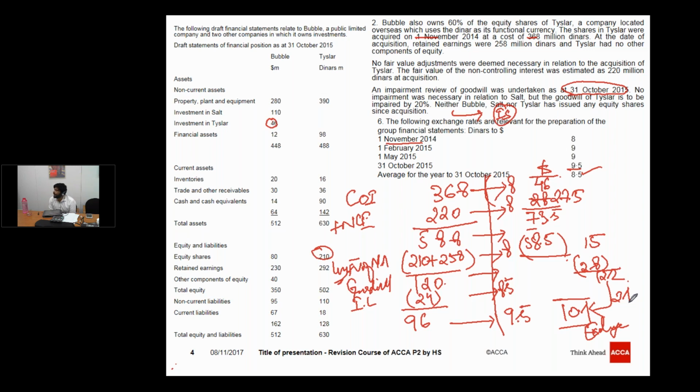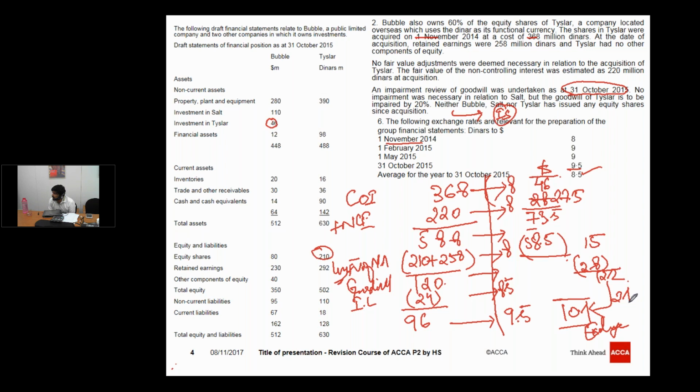Now if you have any question, what is 24? 24 is the impairment loss. As you can see in the question, there is a 20% impairment loss. By taking 20% of the goodwill, we got 24 impairment loss. Okay, I see. At the reporting date 10.1, goodwill 31st October.